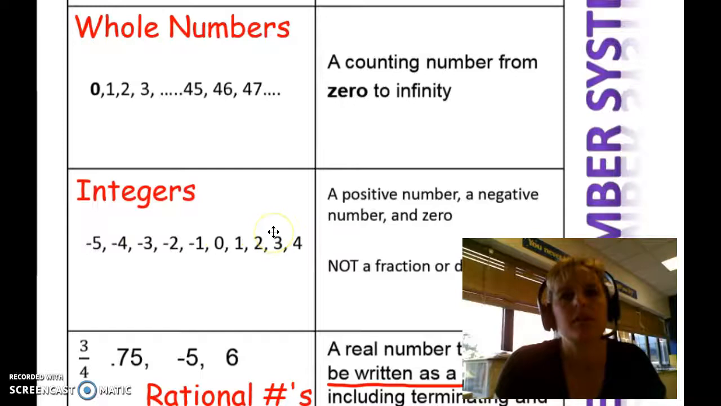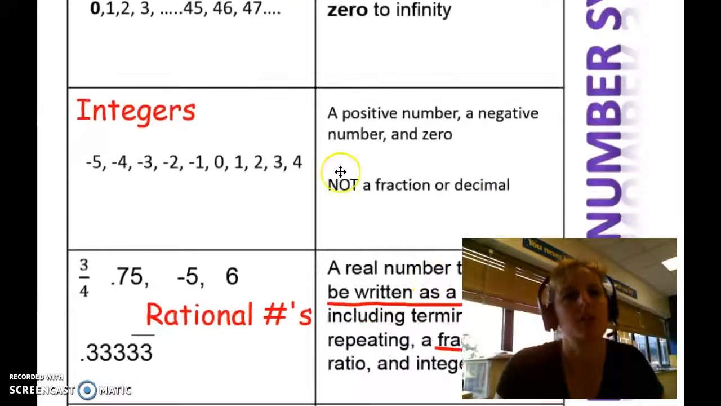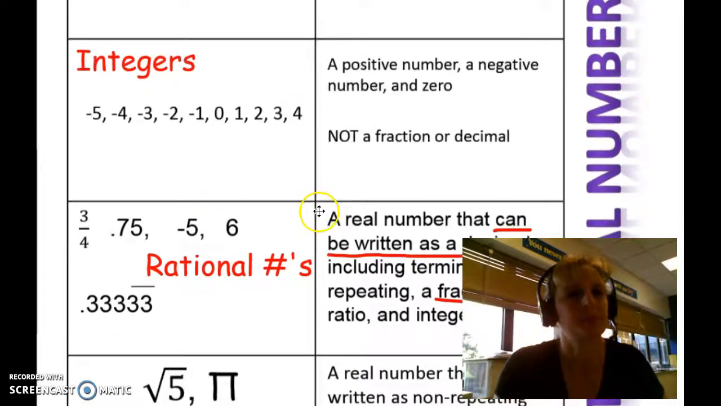Integers you learned about in probably 5th and 6th grade. You worked on them again in 7th grade. You learned that they are not fractions or decimals. You learned that they include the whole numbers 0, 1, 2, 3, 4 and the counting numbers, but they also include negative numbers. So negative whole numbers, 0, and positive whole numbers.